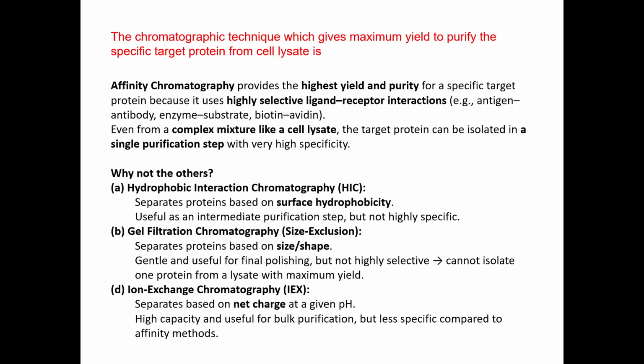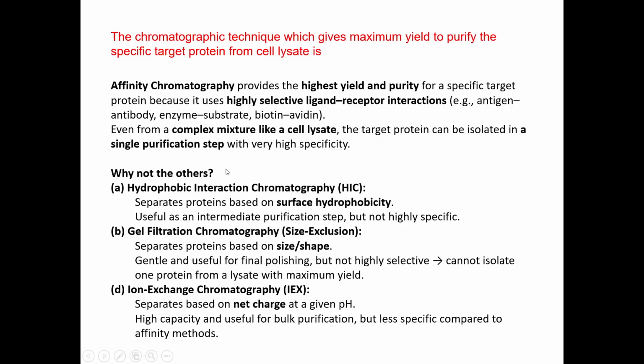It has your proteins, it has your peptides, it has your free amino acids, it might have your truncated versions, it will have your sugars, it will have your nucleic acids, it will have other small organellar complexes, it might have your receptors, your substrates, everything. All sorts of biomolecules are present in your cell lysate. So, even from a complex mixture like your cell lysate, the target protein can be isolated in a single purification step with very high specificity.